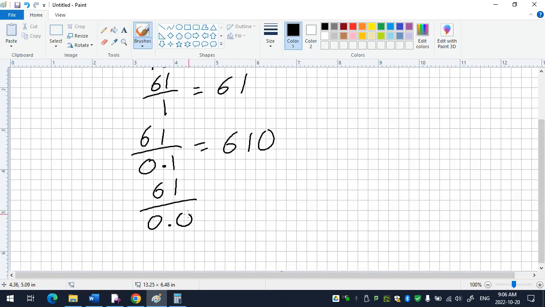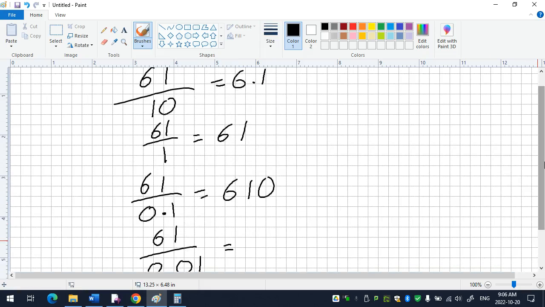What should be my next number? 0.01. Okay, don't plug it in. Look at the pattern. What's this number? 0.1. What's this one? What's happening? It's growing by what? 10 times each time. So what's my number now?